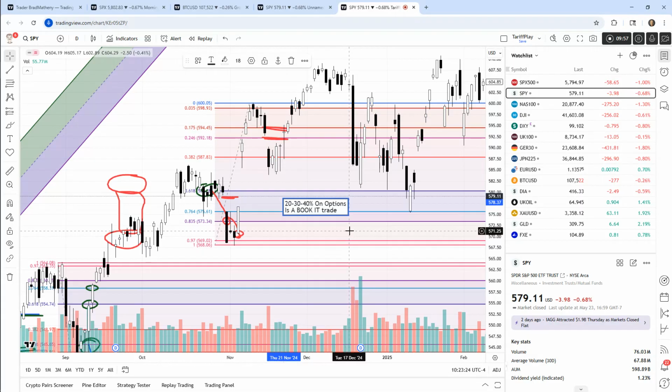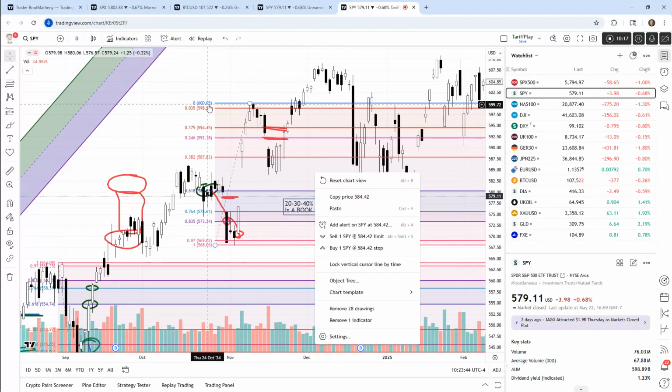Book it. You can always get back into the trade if you want, pick a strike price, pick an expiration date. If you can get 30-40% on decent trades really easily, it's too easy to really just book it and decide if you want to get back into it. You can always get back into it.